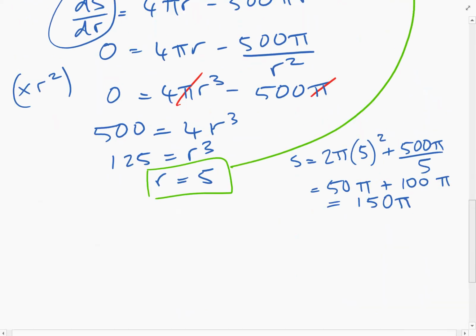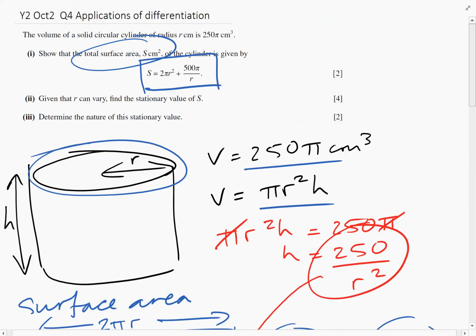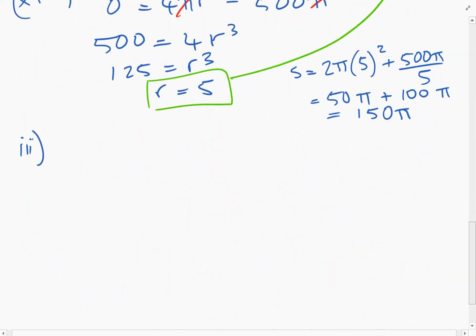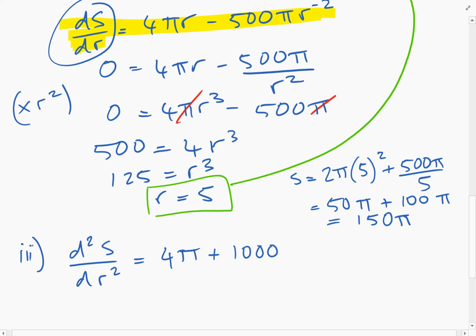And then the final part to this question, part 3, let's just have a look what that says. It says determine the nature of this stationary value. Okay, so we need to know if that's a maximum or a minimum point for this cylinder. So as usual with stationary points, we want to find the second derivative to identify their nature. So we're differentiating ds by dr. If we do that, we're going to get 4 pi, and then plus 1000 pi r to the minus 3.